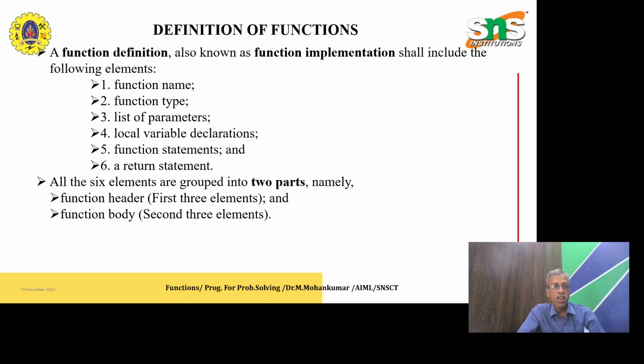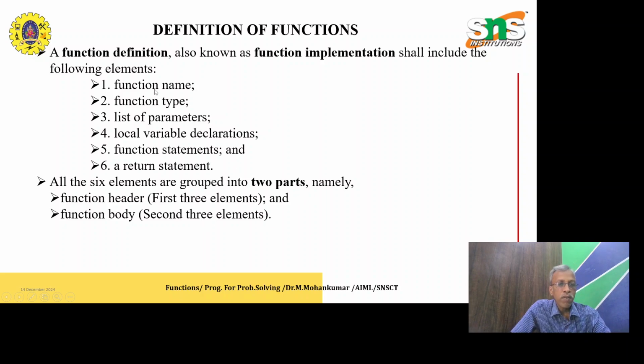Definition of function. Now we come to the main important aspect, that is the definition of function. A function definition, also known as a function implementation, shall include the following elements. First, we need the function name, then function type, list of parameters that we are going to use in our program or function, local variable and declarations, and function statements and return statement. All 6 elements are grouped into 2 parts, namely function header, the first 3 elements, and function body, the second 3 elements.